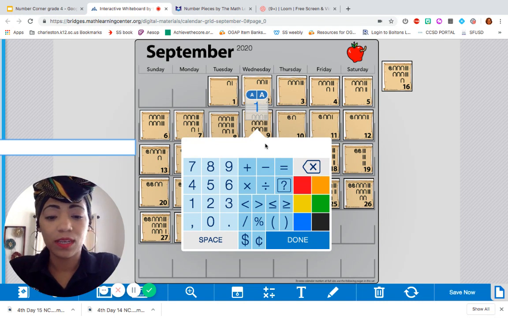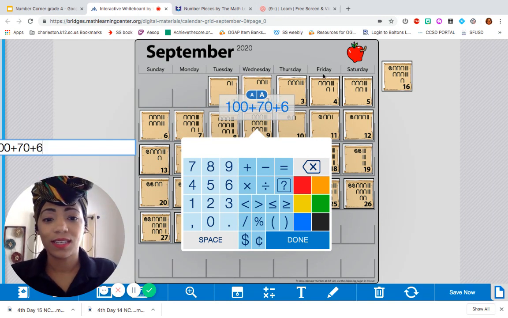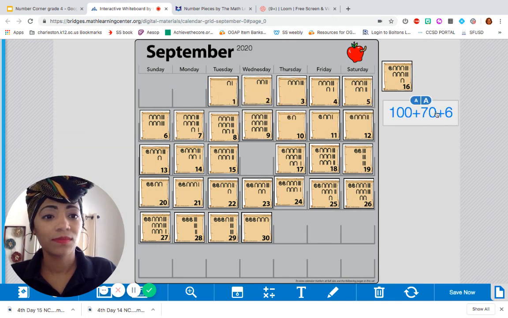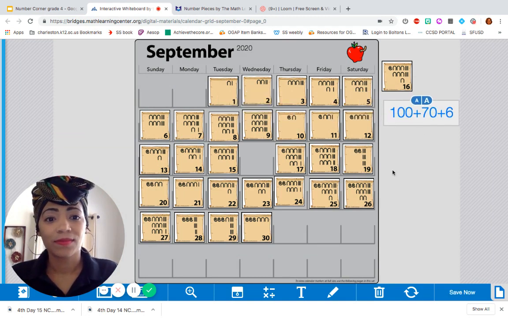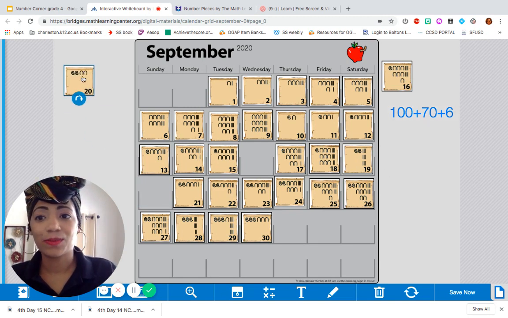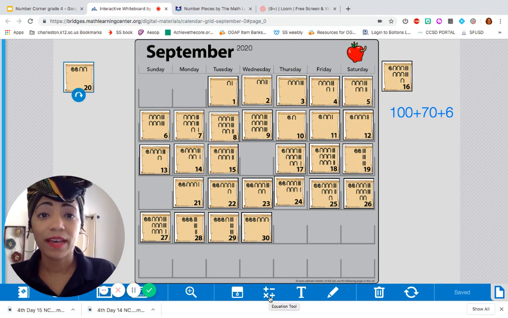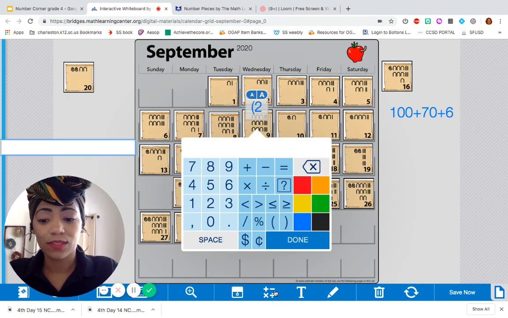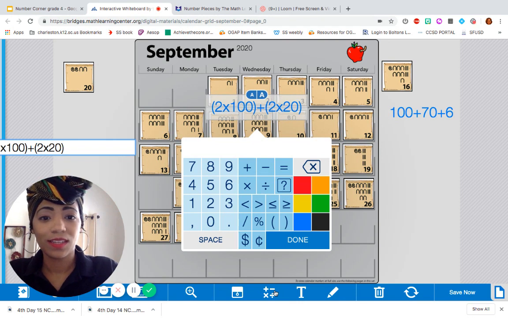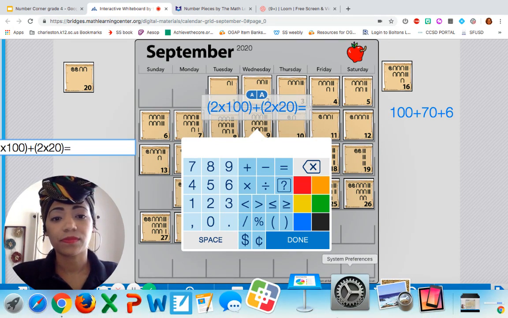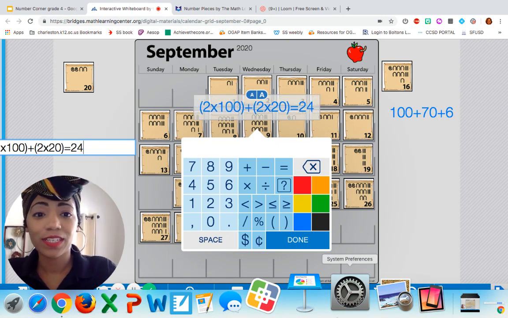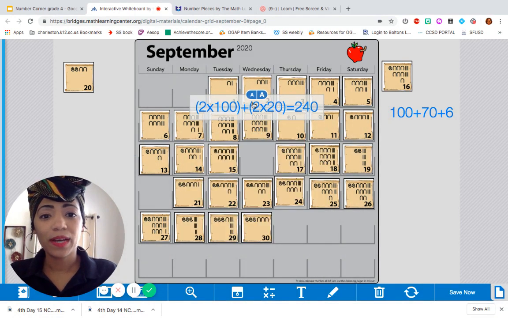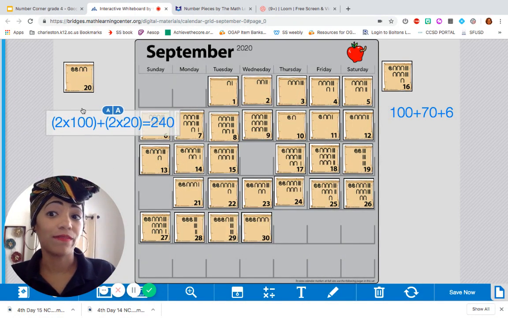Right, the expression would be 100 plus 70 plus 6. Very good. Let's choose another. The 20th. That's a good one. So what would the expression be for that one? I like it. I hear 2 times 100 plus 2 times 20. Very good. What does that equal? Right, 240. You got it.